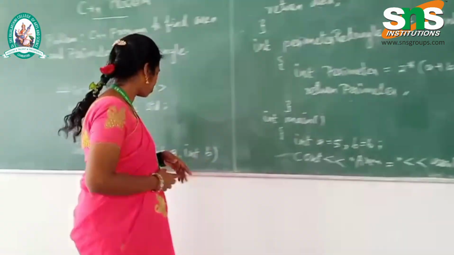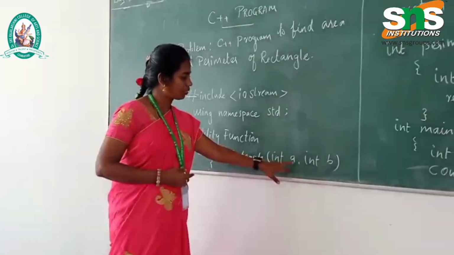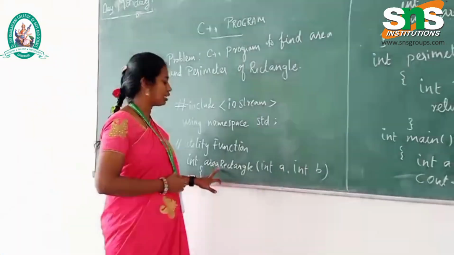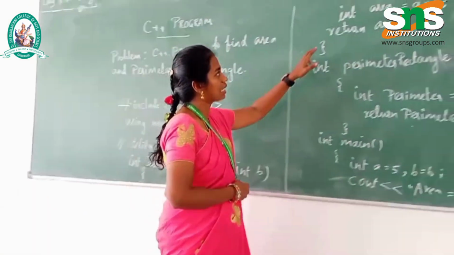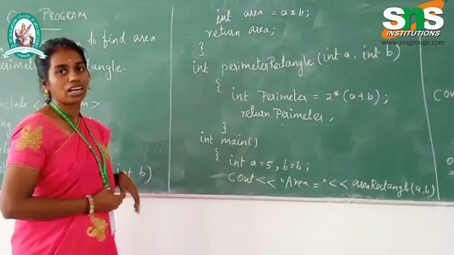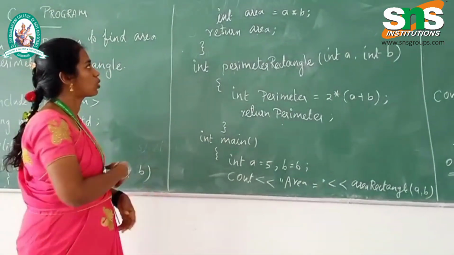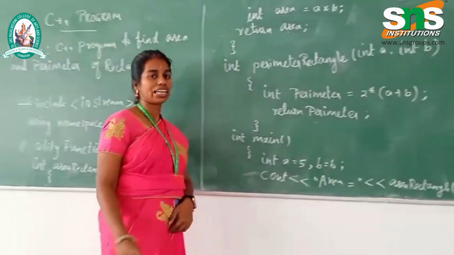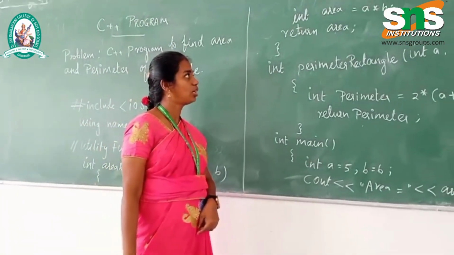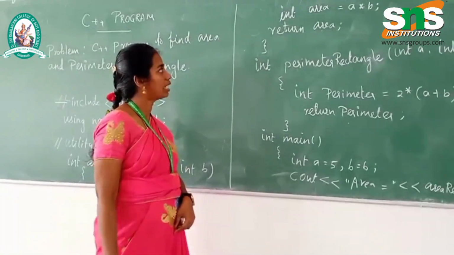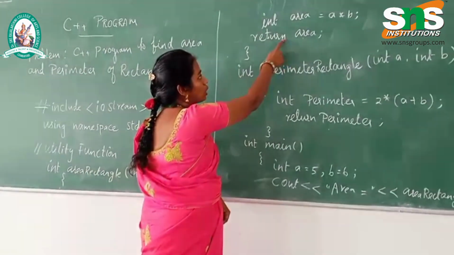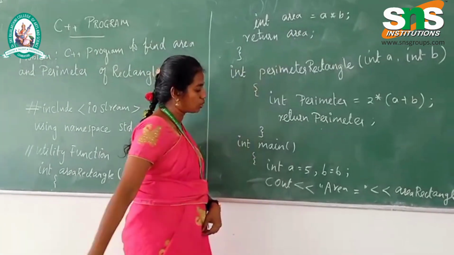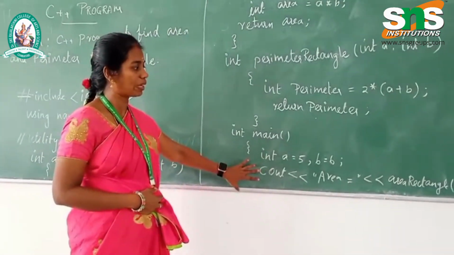Now we are invoking the function called area rectangle. Inside this function, we are receiving the values of a and b. These are private variables for this function. Inside this function, we calculate the area by using the statement int area = a * b. For calculating the area of a rectangle, we multiply the values of a and b. Then we return the calculated area value to the main function, and the value will be displayed here.